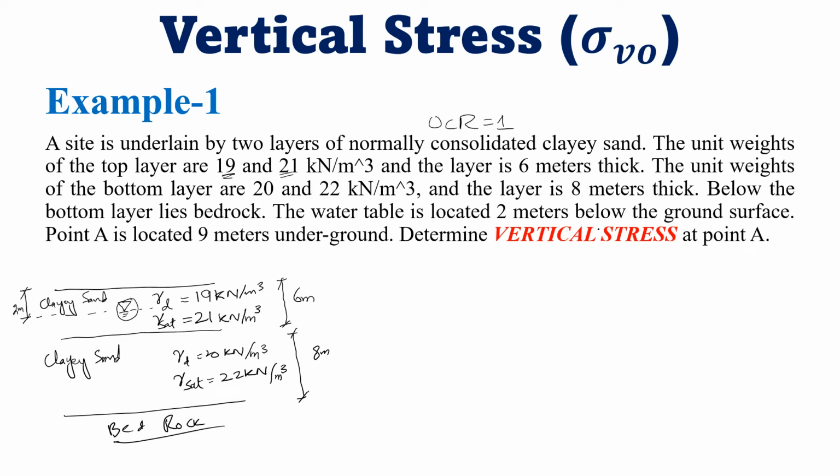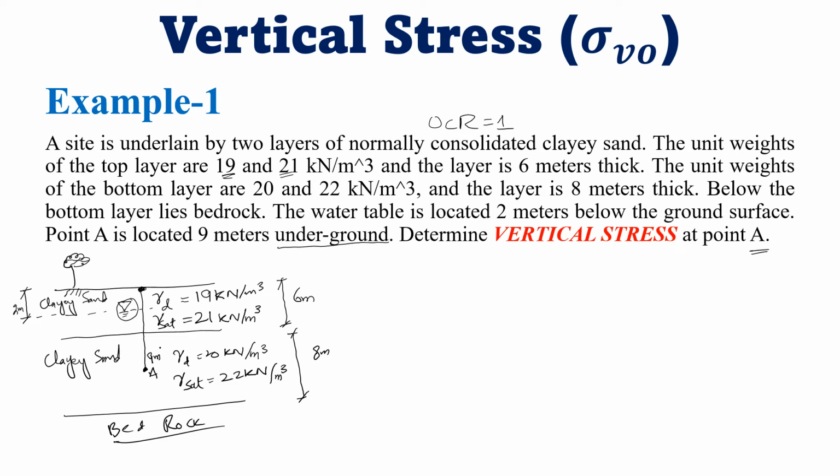Now, point A is located 9 meters underground. Underground means below the ground surface. So we will consider this point as the ground surface and move below to a total depth of 9 meters, and this is point A. Determine the total vertical stress at point A. So point A is located 9 meter from the top surface of Earth. We can demonstrate it like this, or we can just draw the top of the soil.